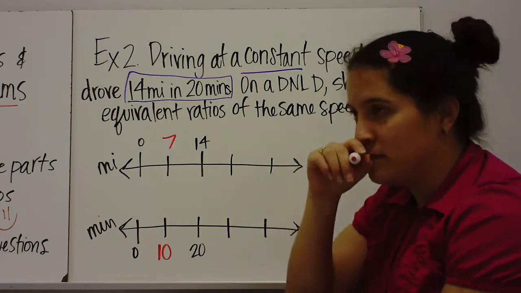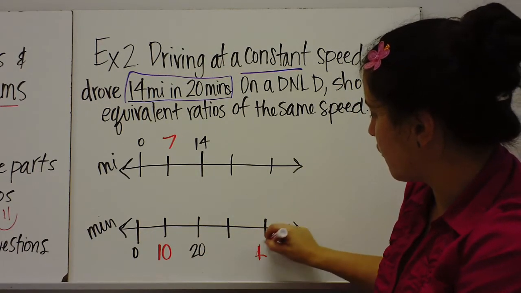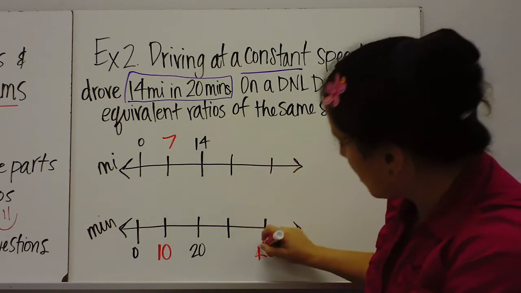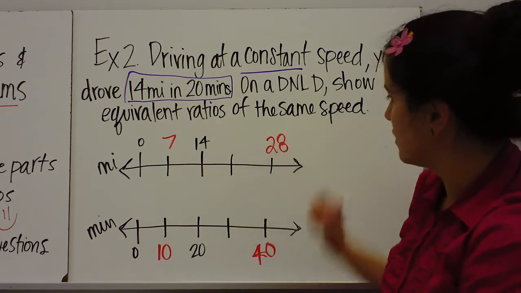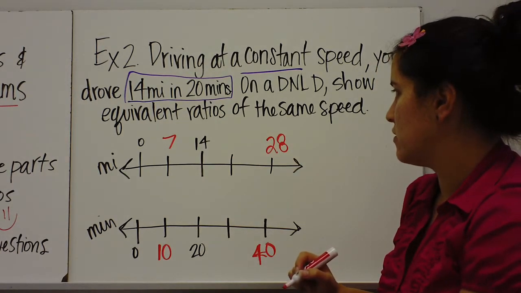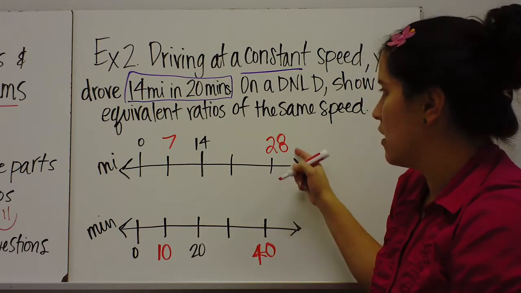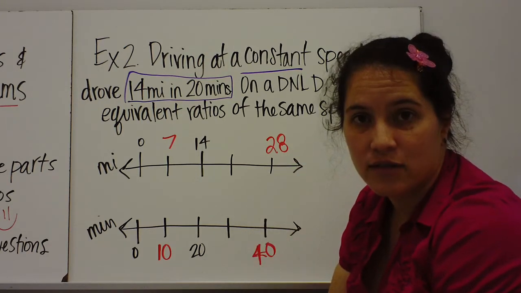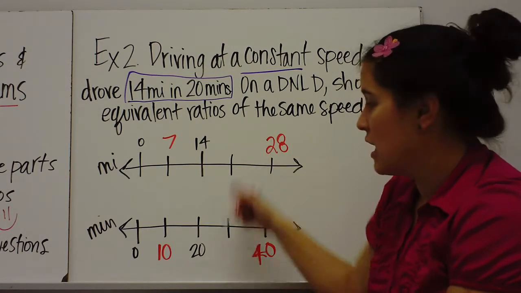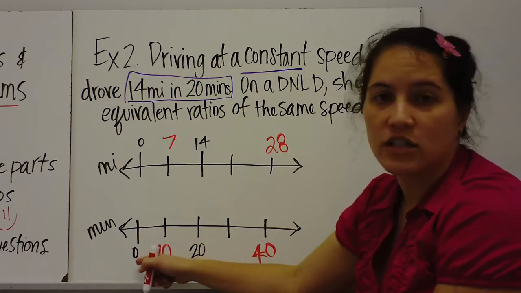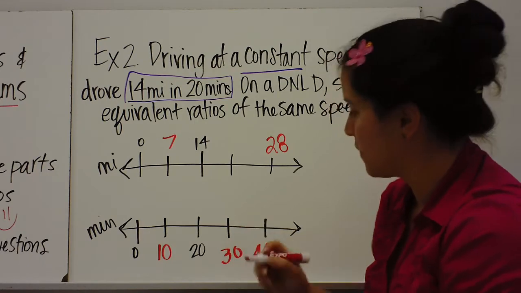So now, let's double it. 20 times 2 would be 40, and 14 times 2 would be 28. So that means in 40 minutes, we would go 28 miles. Do you see this one that I left blank here? Let's figure out, see we have 0, 10, 20, 40, so this would be 30.